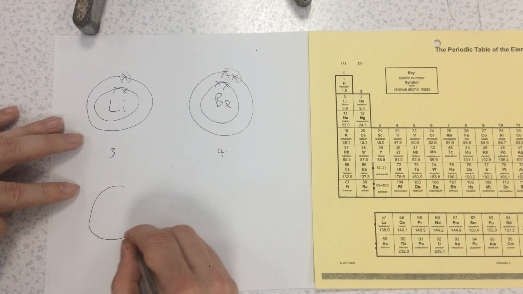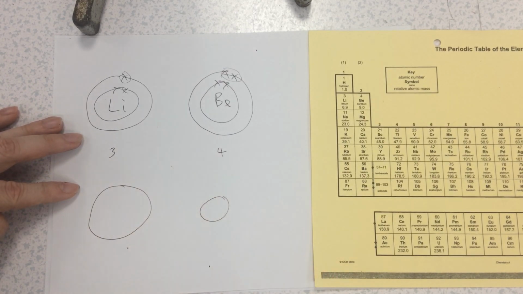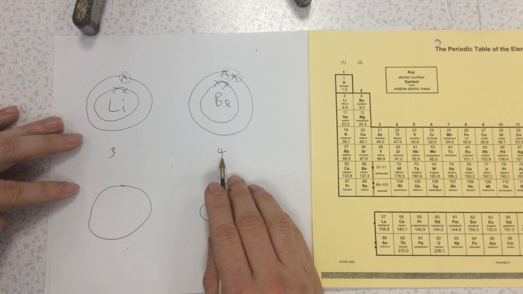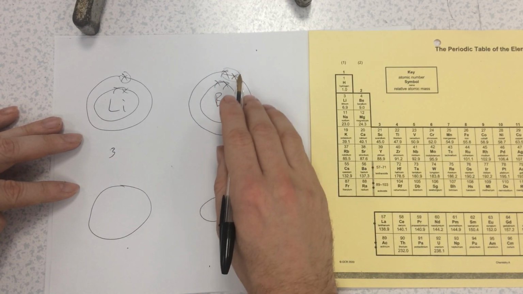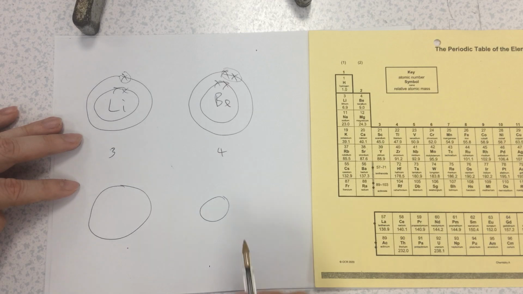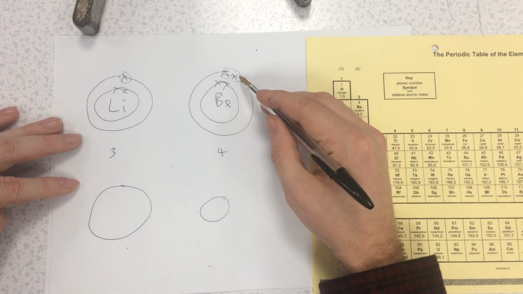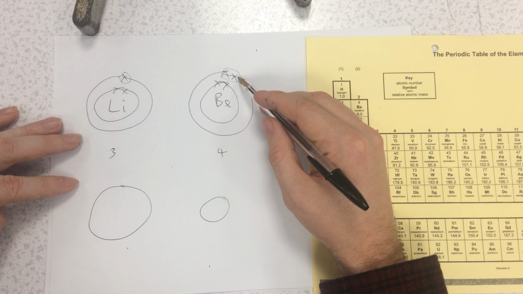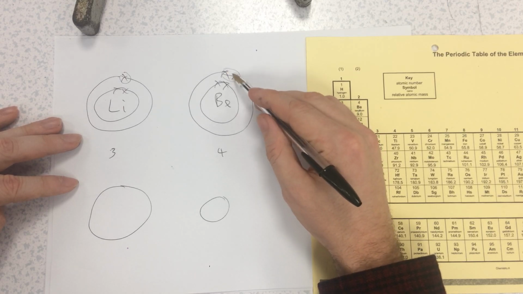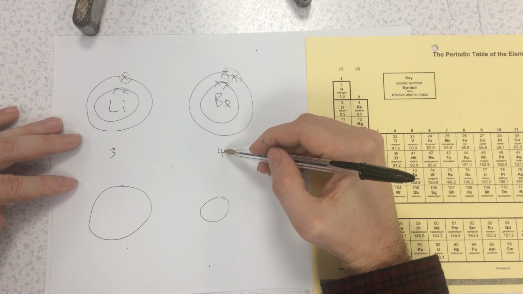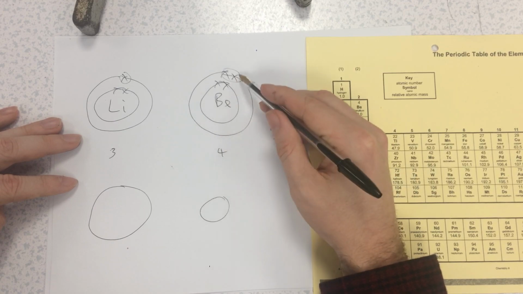The size of your atom gets smaller. So if lithium was this big, beryllium would be this big, because this extra proton is pulling in the electrons more. Now you might say, well, yes, you've got more protons, but you've got more electrons to pull in. But it doesn't work like that. The fact we've got more electrons here doesn't stop the proton being able to pull it in closer.